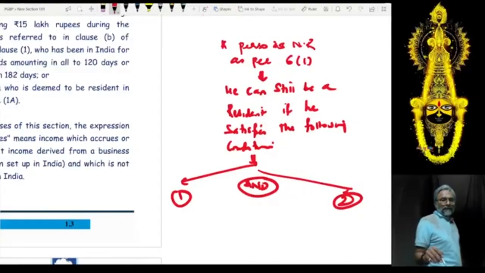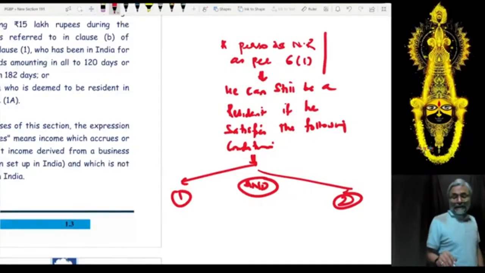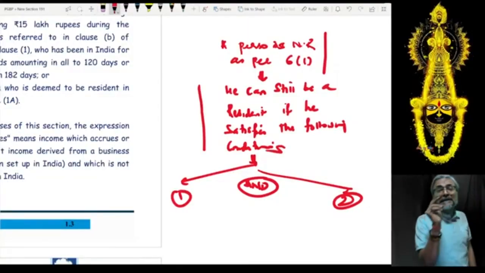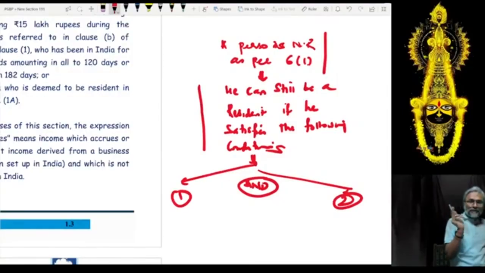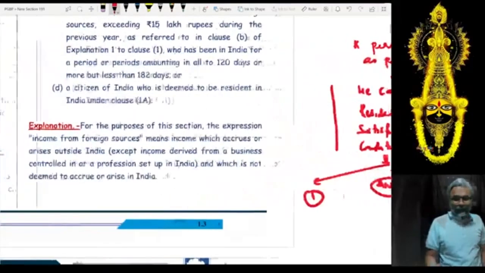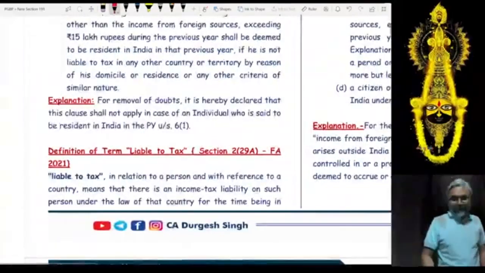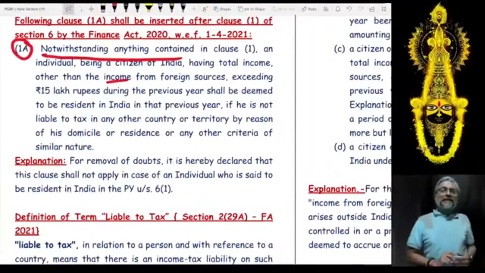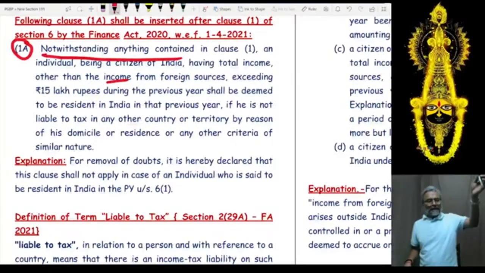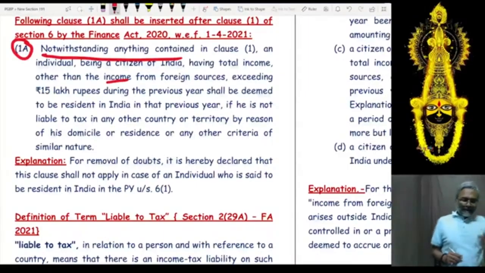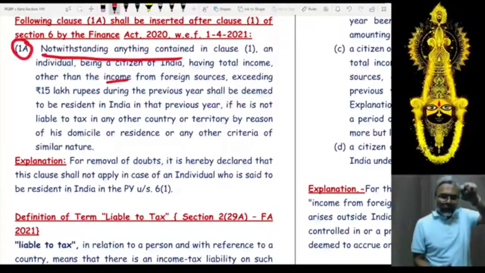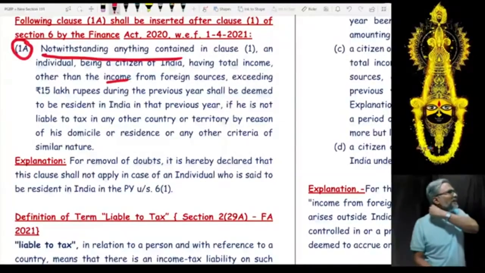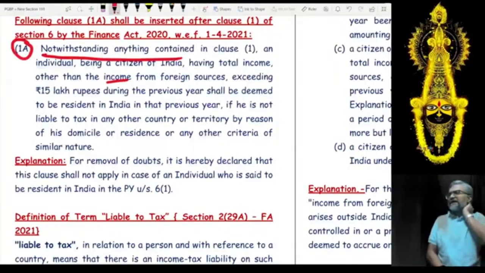So a person is a non-resident as per 6.1. He can still be a resident if he satisfies the following conditions, 1 and 2. Both the conditions. So which are those two conditions? Students, can you see that in this case? Here again, the same thing. His Indian income should be more than 15 lakhs. That goes without saying. So you can write point number 1: his Indian income is more than 15 lakhs. In simple terms, don't complicate. That is point number 1.